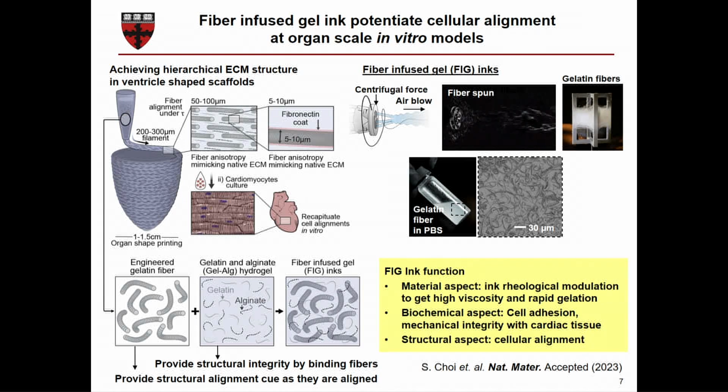This gelatin and alginate hydrogel provides the structural integrity between the fiber structures and also allows for ink extrusion. And then this fiber, when it gets aligned along the scaffold, provides the structural cue to the cells.